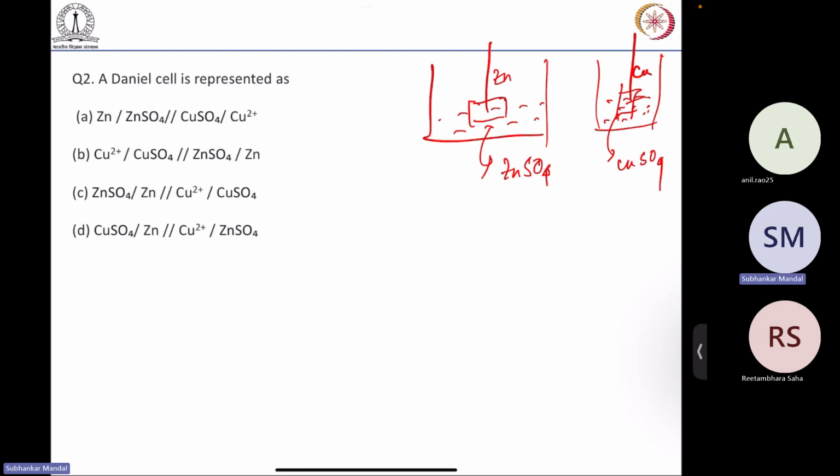What will be the answer? Which one will be the option? Option A: zinc going to zinc sulfate, which is separated by salt bridge. So here it is the salt bridge. And zinc copper sulfate, copper 2 plus. And option B is copper 2 plus going copper sulfate, which is separated by salt bridge, zinc sulfate, zinc. And C, zinc sulfate, zinc, copper 2 plus copper. And option D, copper sulfate, zinc, copper 2 plus zinc sulfate. Okay, so Anil has written, I think, A.